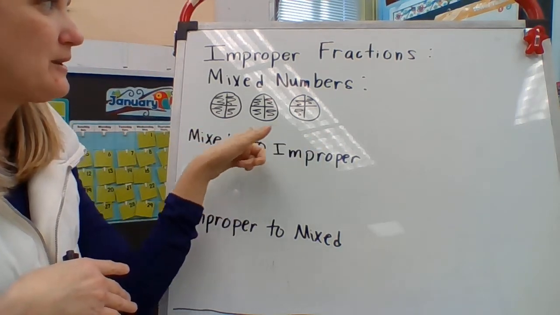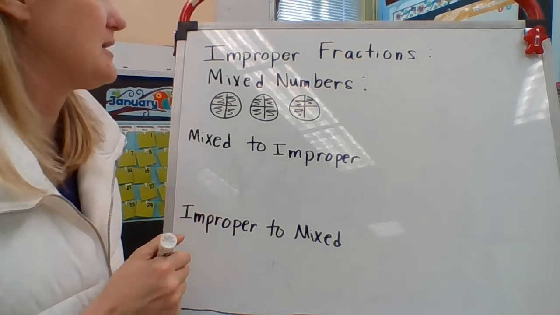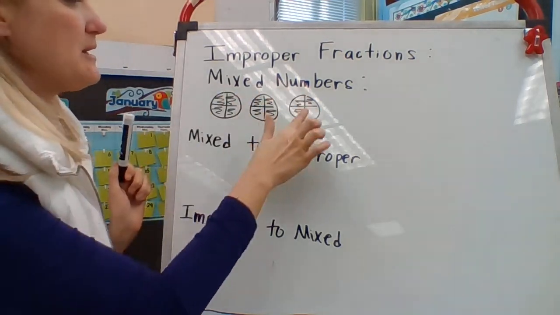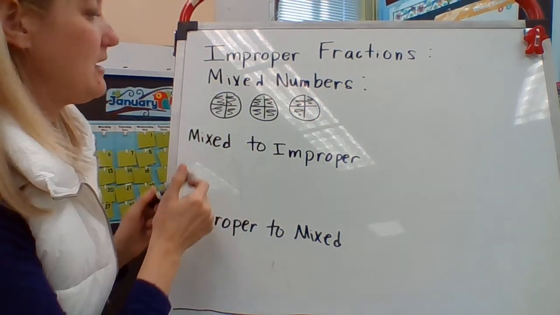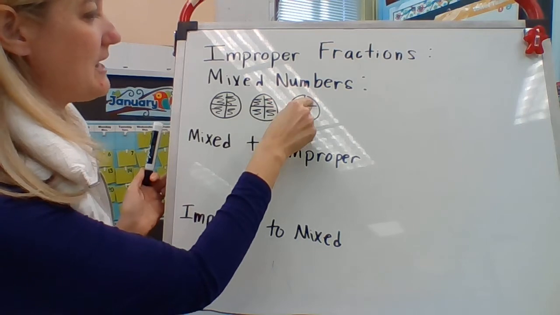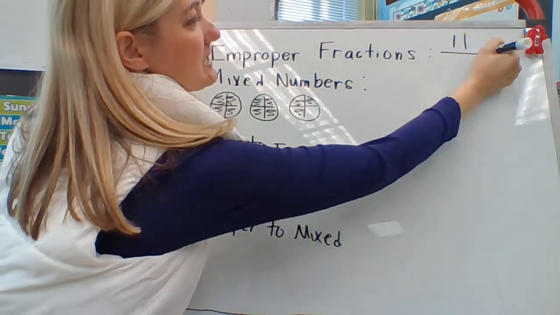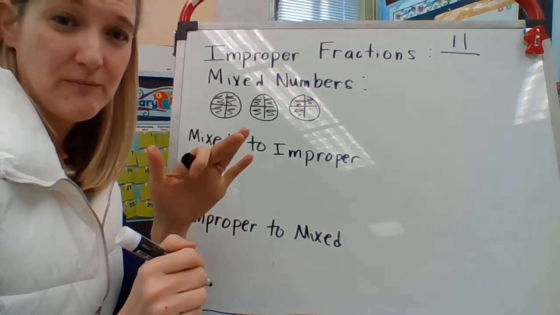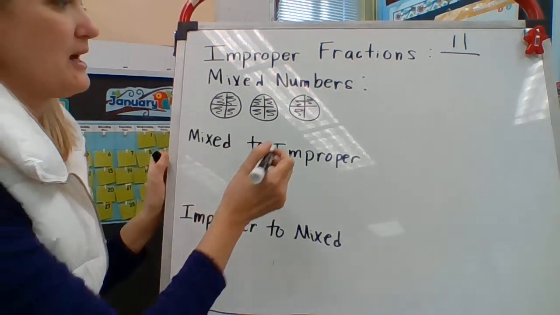We're going to work with this number right here, and think about an improper fraction for it. I want to talk about how many pieces are colored in for my set. I have 1, 2, 3, 4, 5, 6, 7, 8, 9, 10, 11. I have 11 pieces colored in, which is my numerator. Now remember, in an improper fraction, the numerator is going to be bigger than my denominator.